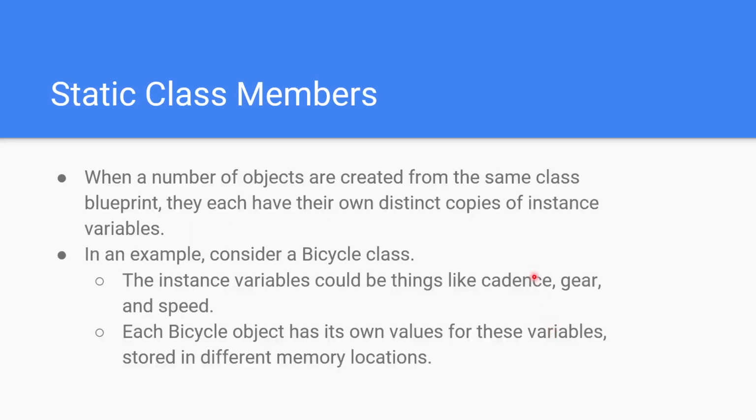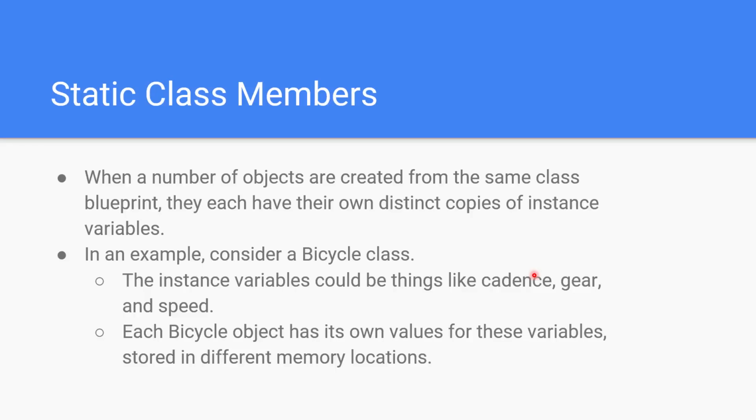Now, all objects can share what we call a class member. So when a number of objects are created from the same class, they each have their own distinct copies of the instance variable. So we saw that whatever is declared within the class, whether it's an int or a set of ints and strings and methods, every object gets its own copy of the variables and also the methods.